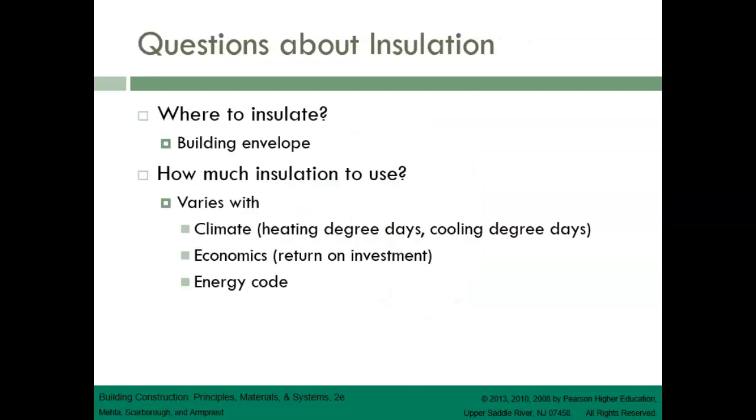The discussion of thermal properties presented so far leads to two questions. Which parts of the building should be insulated, and how much insulation should we use in each of them? To answer question one, where to insulate, it's fairly obvious. It's the building envelope. The building envelope is what separates conditioned spaces from the outdoors. And how much insulation do we have to use? It depends. It just varies depending upon climate, economics, and the energy code.